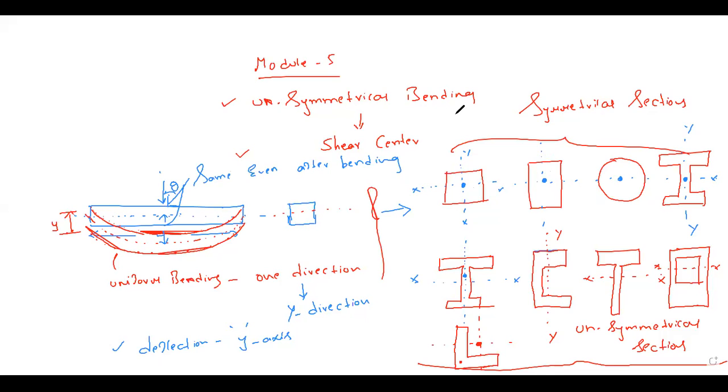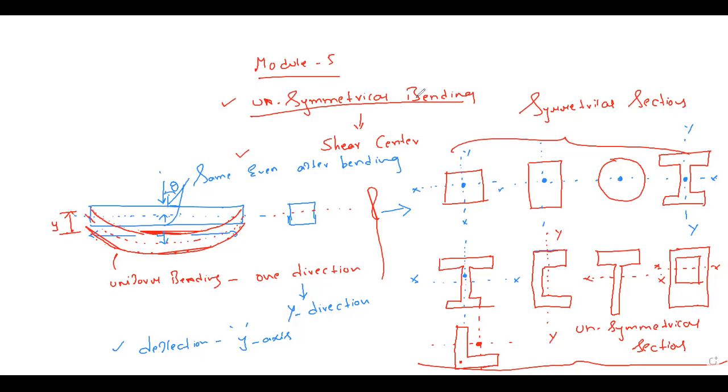When does unsymmetrical bending happen? For unsymmetrical sections, for any kind of load, beams will undergo unsymmetrical bending. But for symmetrical sections, when the load is inclined, there is unsymmetrical bending towards x and y axes. Understand? So that is unsymmetrical bending.